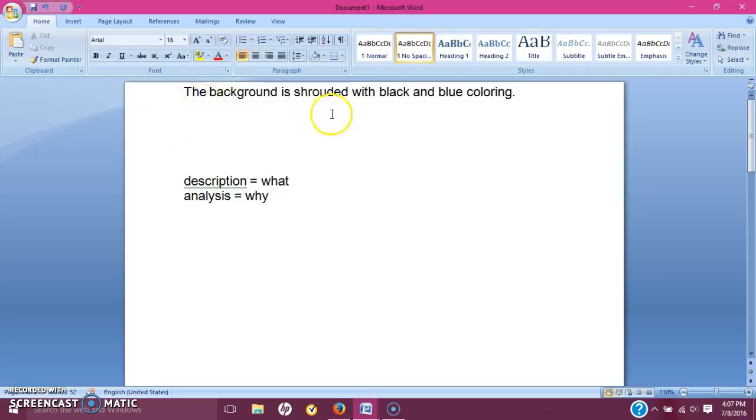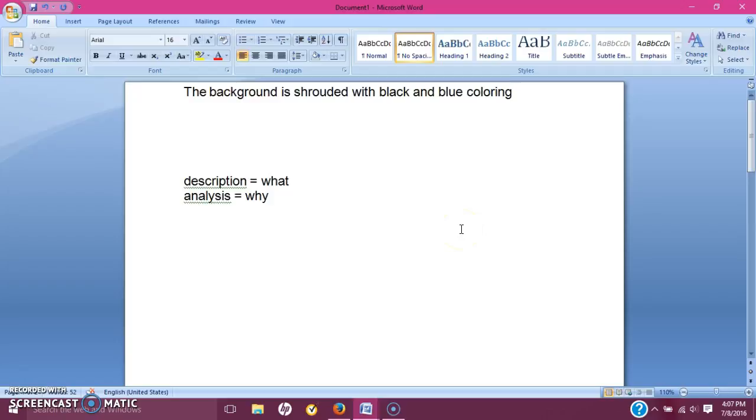If you said description, you're correct. Most of the time when the be verb is in the sentence, it's description. It's just a simple explanation of something that exists. So the background is shrouded with black and blue coloring. What might that mean, though? How could we add meaning to this? And that is the analysis. Why is it important that in your paper you're talking about the black and blue coloring? This is a great word to use, but what should I take away from this as a reader?